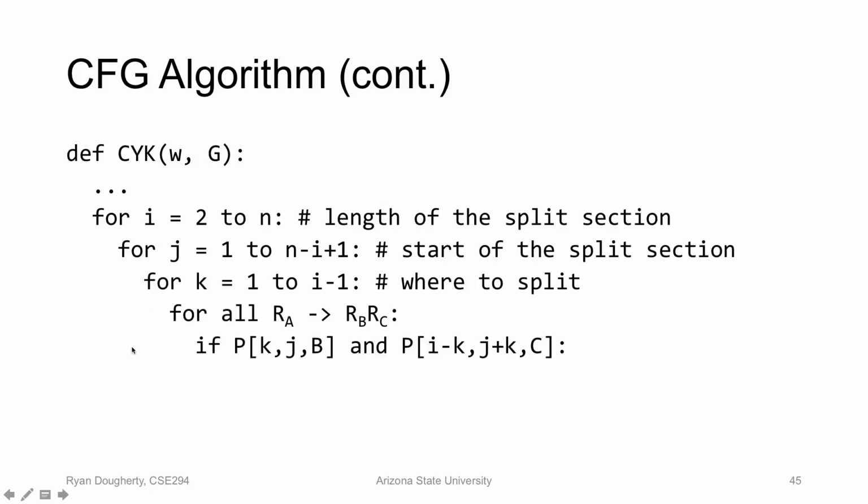So here, what the notation means is that if B can make, from the start of the split, the first k characters, so basically where the split is, and C can make, starting from the second half of where the split is, up until the very end of the entire split section, then A can make the entire thing, right? So A can make from the start of the split section the length of the entire split section. So essentially we're just doing a bottom-up parsing of the entire thing.